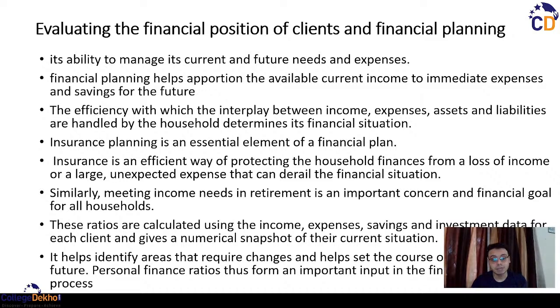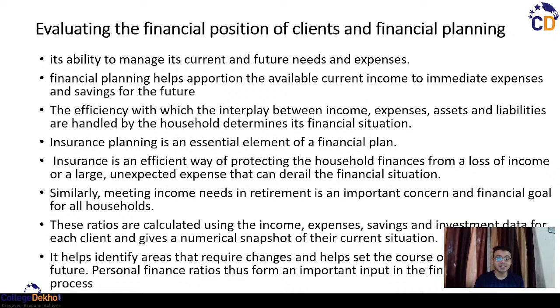Now the efficiency with which the interplay between income and expenses, assets and liabilities are handled by the household determines its financial position. ये कितनी efficiency से, right, you are managing your income, expenses, your assets and liabilities, that will ultimately determine your future financial position.